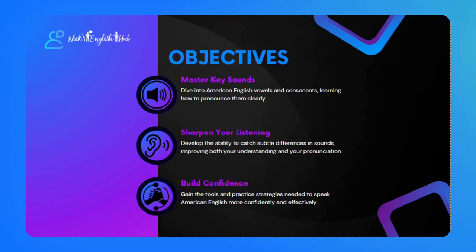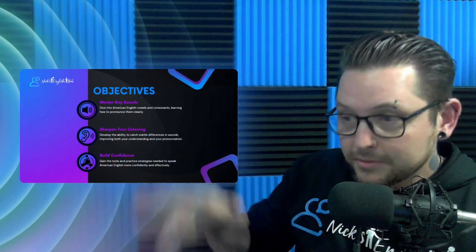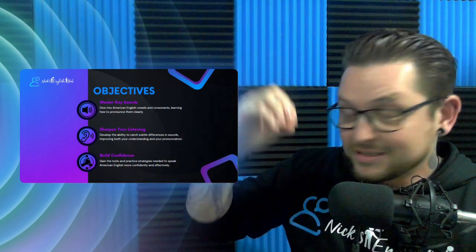And 3, we want to build your confidence. Confidence is important. We're going to gain the tools and practice strategies needed to speak American English more confidently and effectively. All right, so these are basically the main objectives of what we're going over. Like I mentioned a second ago, we're just going to look at this very superficially. I don't want to dive too deep into each one of these topics because we could be here for hours, and because it's a lot. But I'm just going to go over some of the main aspects of pronunciation, the basics, basically.